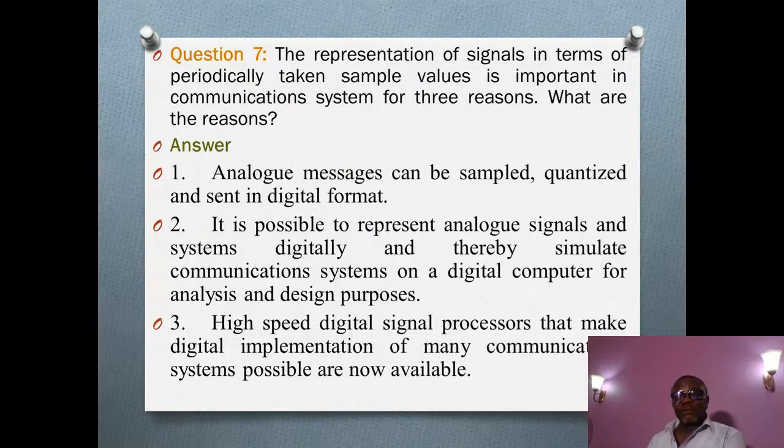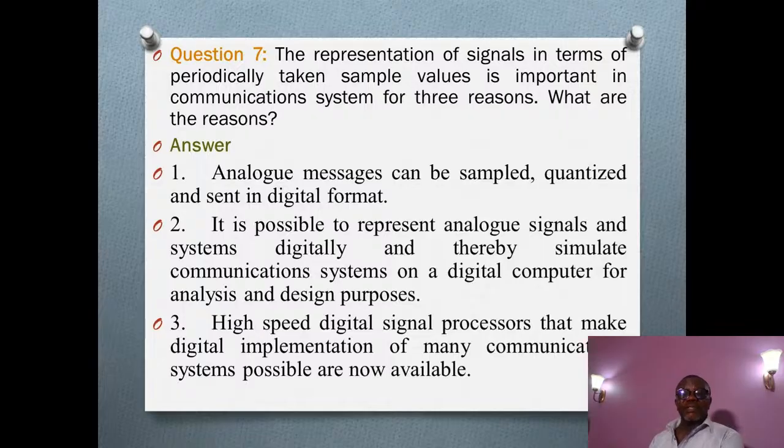Two, it is possible to represent analog signals and systems digitally and thereby simulate communication systems on a digital computer for analysis and design purposes. Yes, you can simulate analog signals, but it is easier to do using digital computers. So when you have sampled, quantized, and have it in digital format, it becomes very easy for you to simulate and get your result.